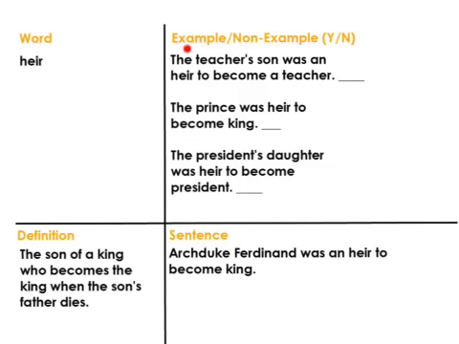Let's look at some example non-examples. The teacher's son was an heir to become a teacher. Is the teacher a king? You should be thinking, no.